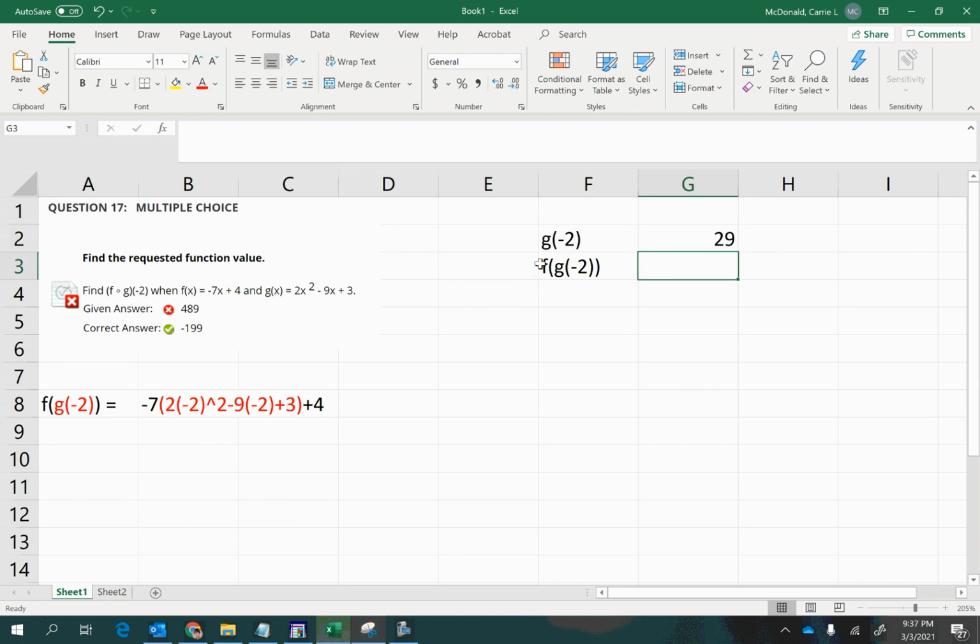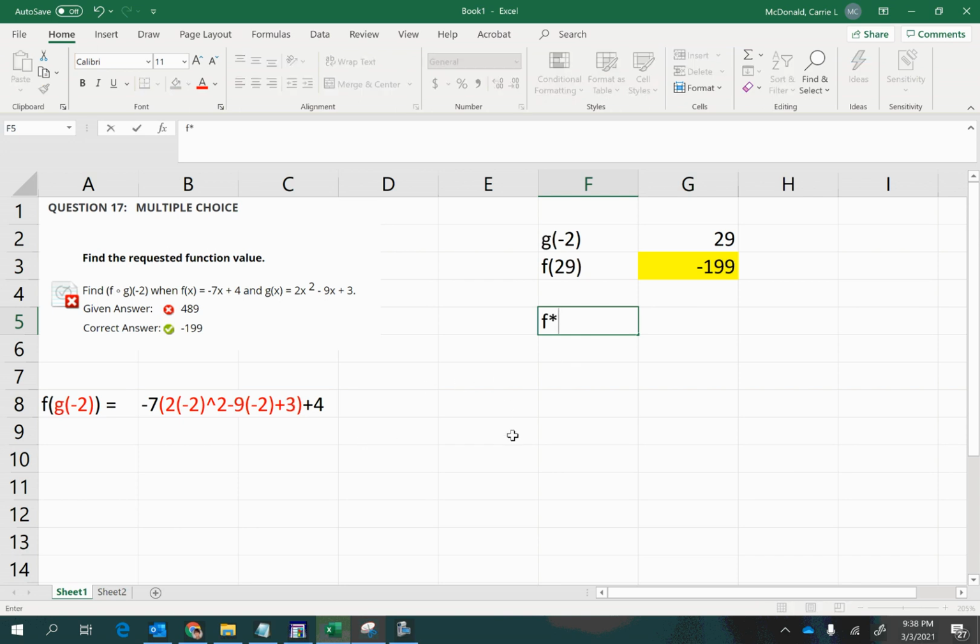Now I'm going to take 29 and replace it inside of the f function. So the f function, negative 7 times, well, I guess I just don't need parentheses because it's not negative. Negative 7 times 29 plus 4 should be negative 199, and you can see that's the correct answer that you needed there.